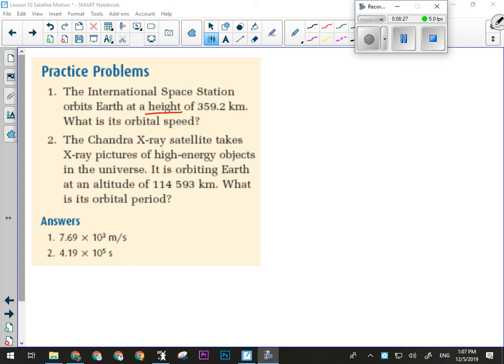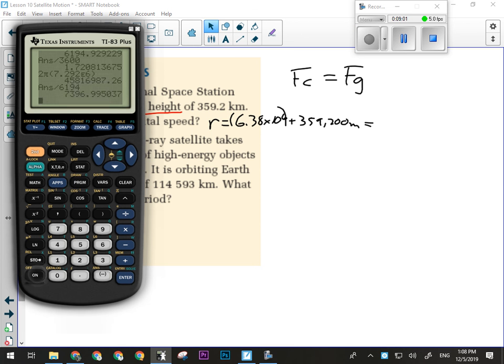So, first thing we have to do, since we're calculating the orbital speed of the International Space Station, is recognize that, of course, it's a satellite, and that the centripetal force is being provided by gravity. The next thing we have to do is have the actual orbital radius, which means we have to go 6.37, actually the textbook uses 6.38 times 10 to the 6 meters, plus 359,200 meters, because it's in kilometers. If we do that, we'll have our actual orbital radius.